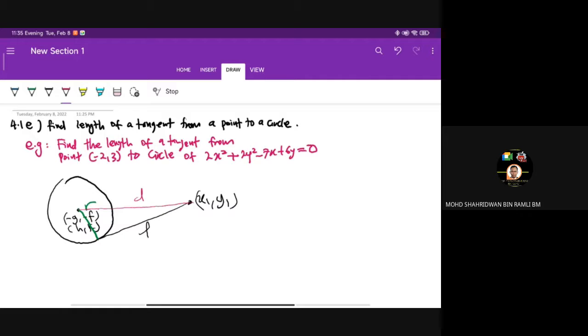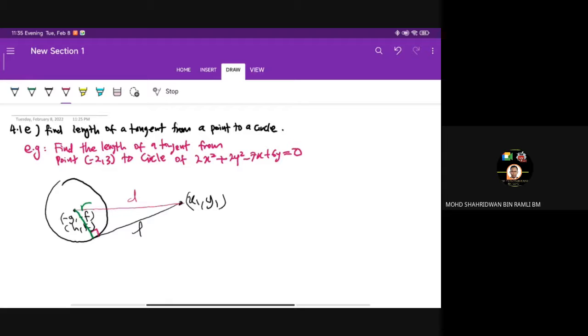Let's say this is D, the distance. So you need to find L. This is like a right angle triangle, as you can see here.